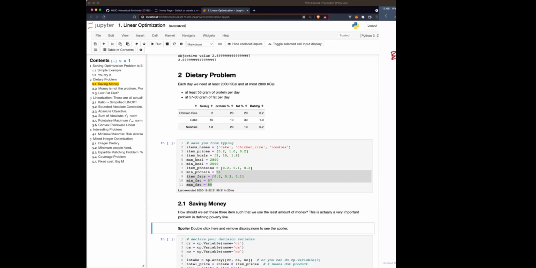Good. So we need to say something along that line, right? kcal is less than or equal to what, 2800? Yeah, let me write something better than what Adi was saying. Let me make it more specific. kcal is a function of three variables, right? CR, CA, and NO. The total kilocalorie that you eat depends on how much chicken rice you eat, and how much cake you eat.